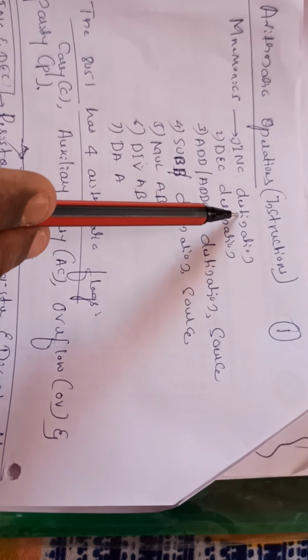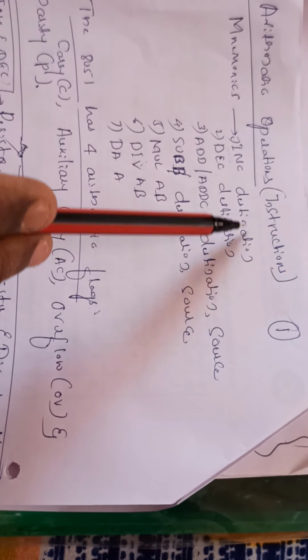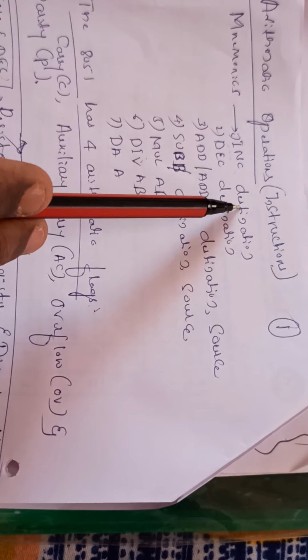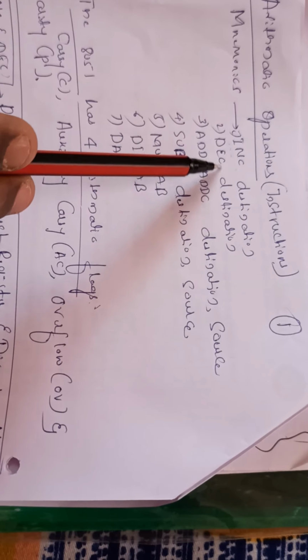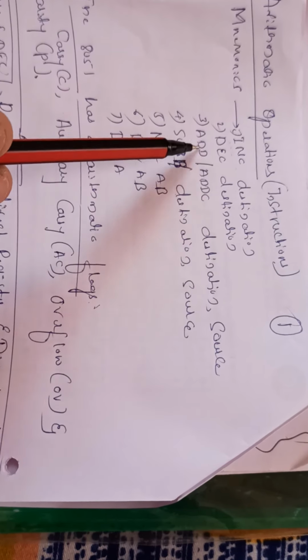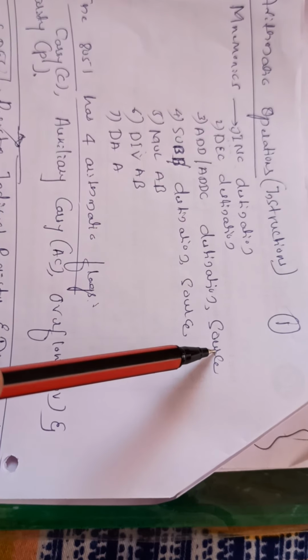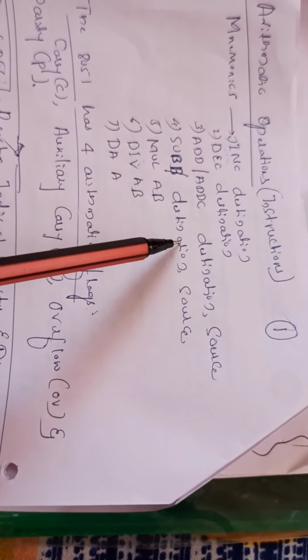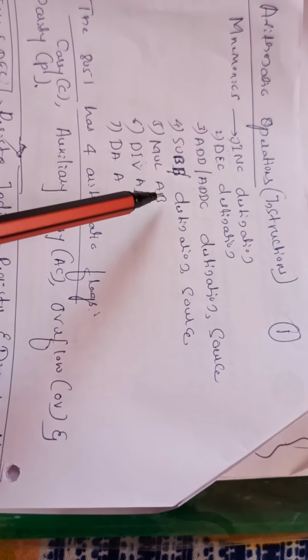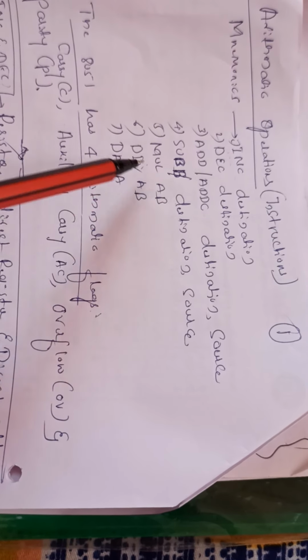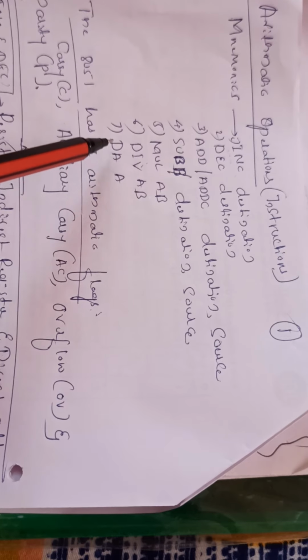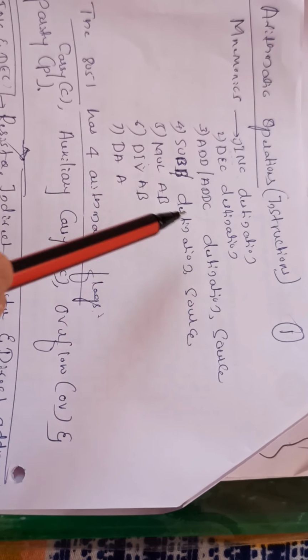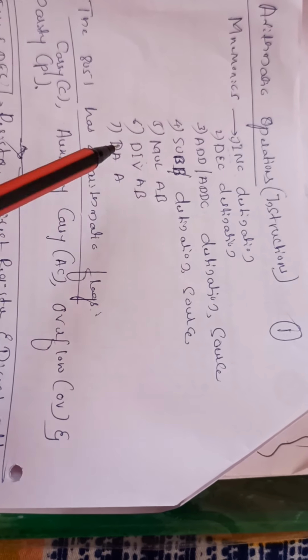Here I have written the syntax format. Increment takes destination only, there is no source at all. This is decrement destination. Similarly ADD takes destination comma source. Similarly subtraction also consists of destination comma source. And these are the direct ones: MUL AB, DIV AB, DA space A. So we need to start one by one here.